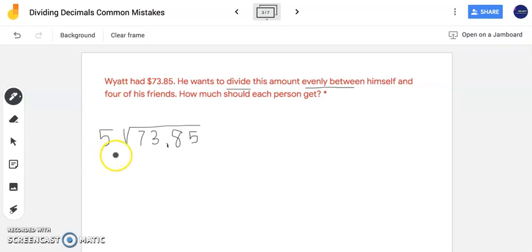Now, just like the previous problem, we look at my divisor. Is there a decimal? No, there's not. So now I could start dividing. So again, I'm doing long division here. 5 times 1 is 5. Gets me closer exactly to 7. Now I can subtract. I bring down my 3.